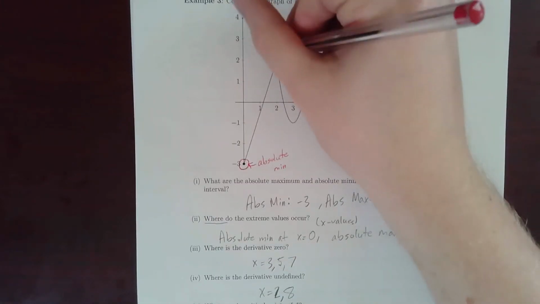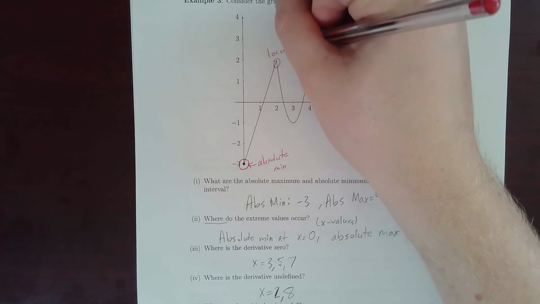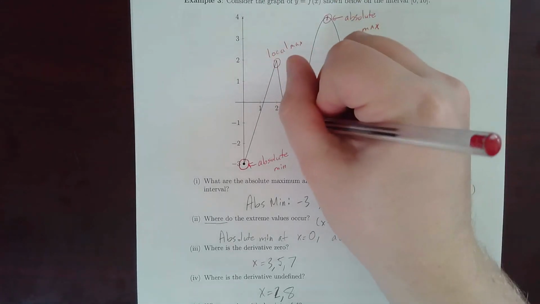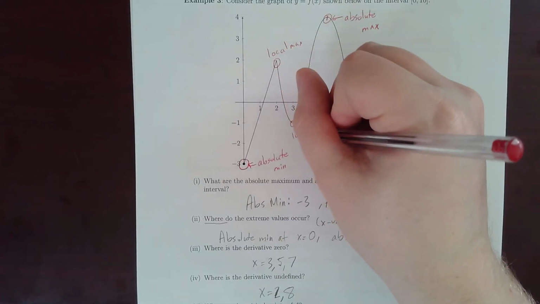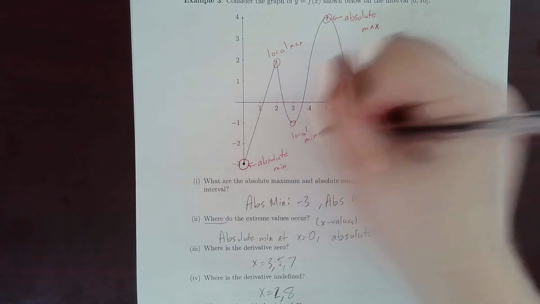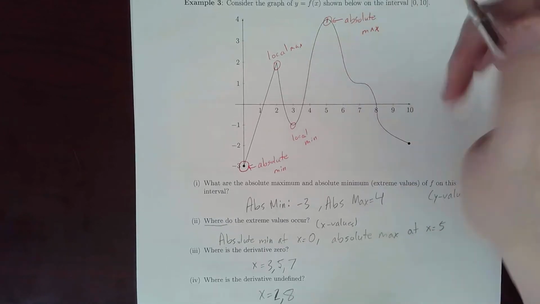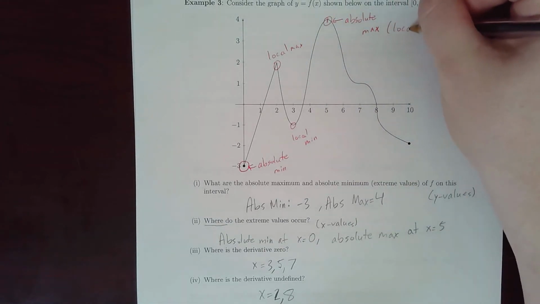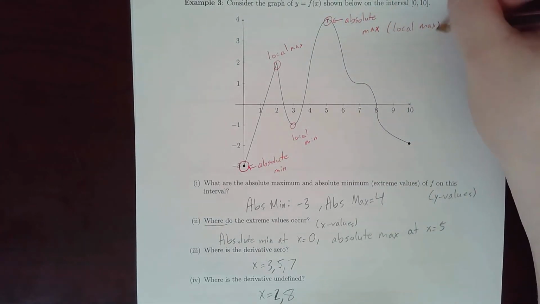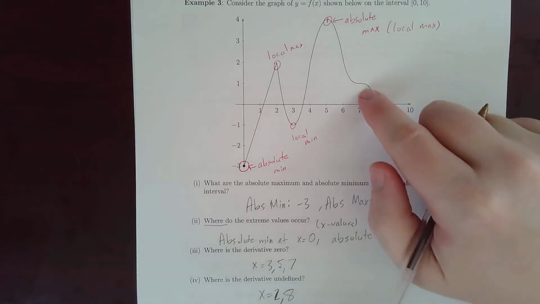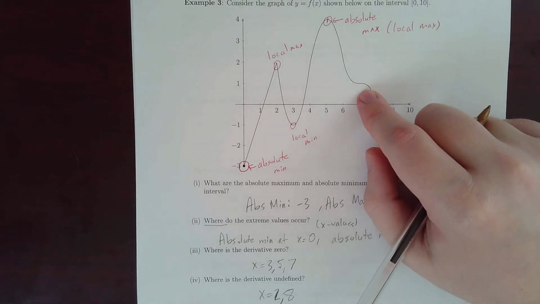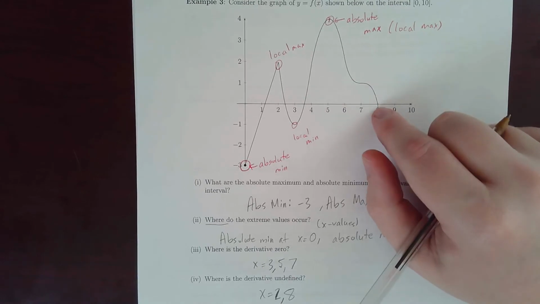So this is a local max at x equals 2. At x equals 3, we have a local min. At 5, this is an absolute max, but it's also a local max. Here at 7, we have a horizontal tangent line, so not quite a min or max.